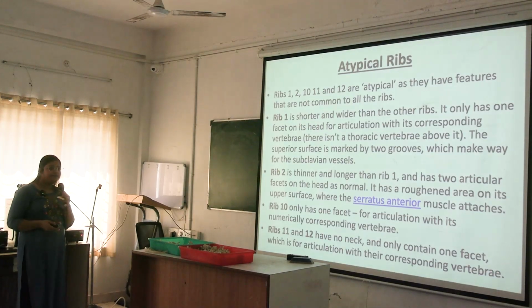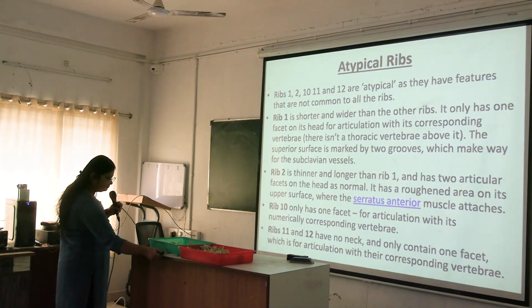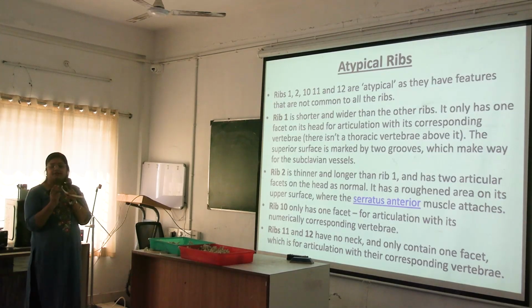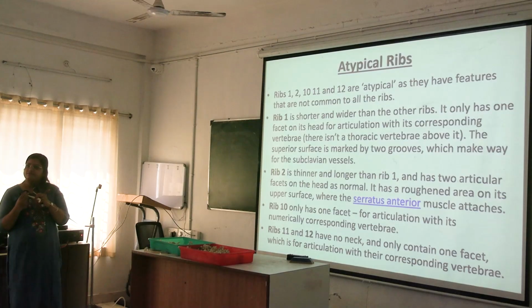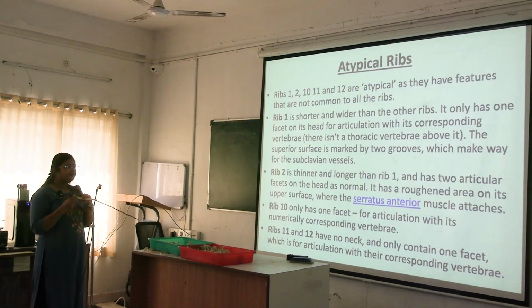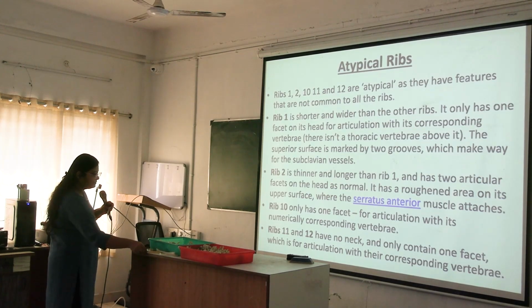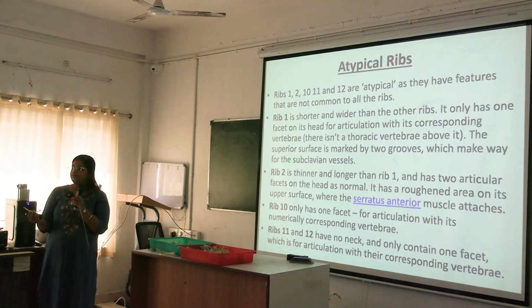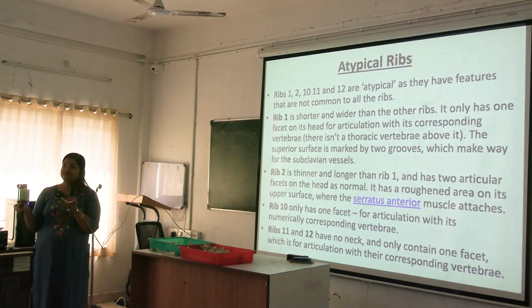Next we are going to the 10th rib. The 10th rib only has one facet. This one is the 10th rib. It has only one facet at the head for articulation with its numerically corresponding vertebra, and the 11th and 12th ribs have no neck, only one facet, and no specific features. This one is the 11th rib, and this one is the 12th rib. You will hold it like this, the 12th rib, and this one is the 11th rib of this side. This is from the right side, this is of the left side.